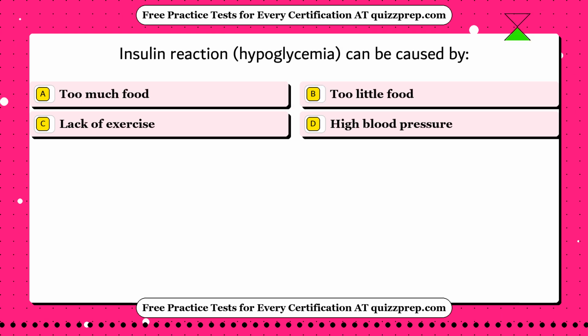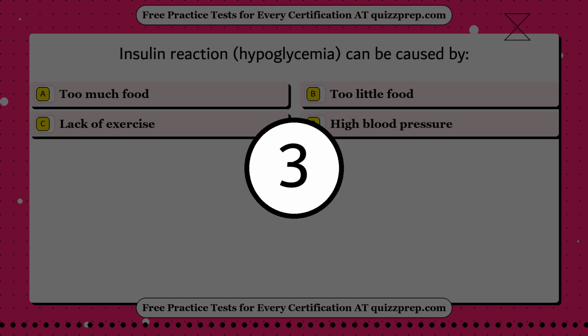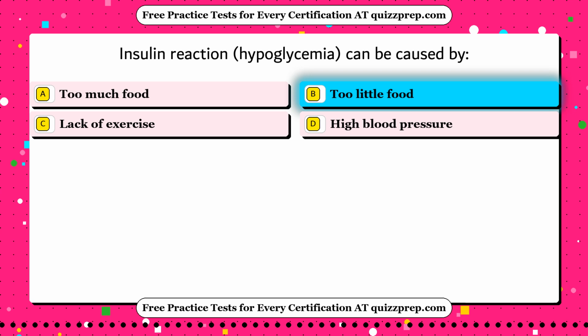Question 72. Insulin reaction, hypoglycemia, can be caused by: Option A, too much food. Option B, too little food. Option C, lack of exercise. Option D, high blood pressure. The correct answer is option B, too little food.